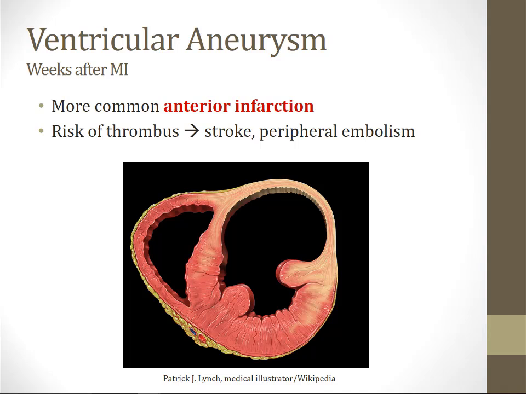This is shown in this drawing on the screen here. This is the anterior wall here. You can see that it's thin and filled with scar tissue. It's not red like the normal myocardium. It's also bulging outward. That is an anterior wall aneurysm.